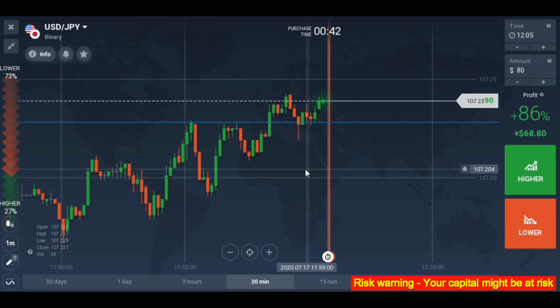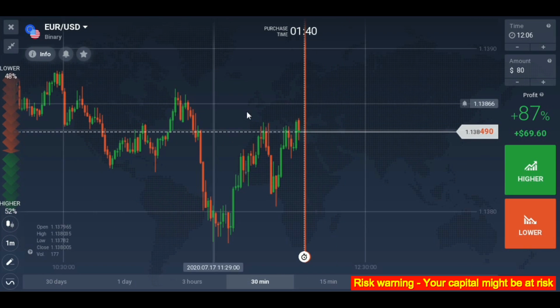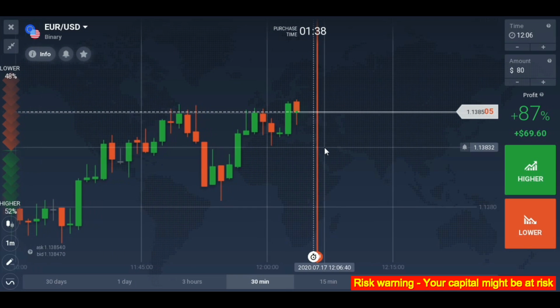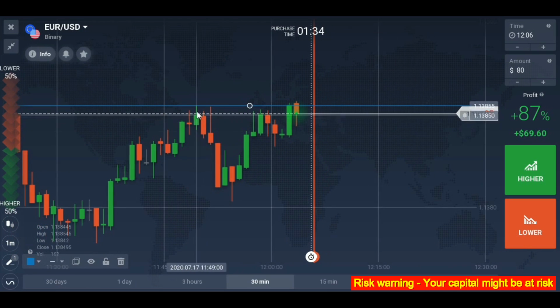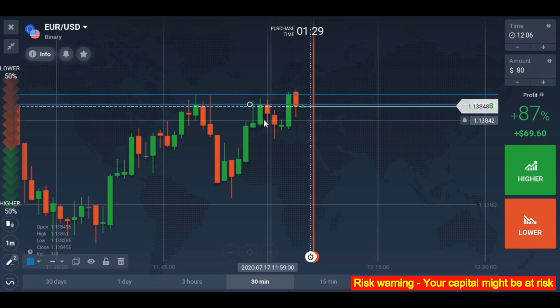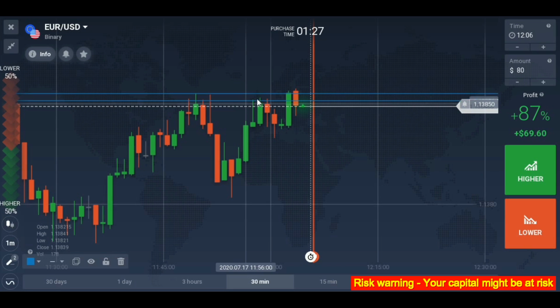As you can see, we have taken this trade, and let me move to the Euro USD chart because I think we can have an opportunity here. So if you look carefully, this is a level of resistance. It's a strong level of resistance. Let me draw the area. So this is the area of resistance.